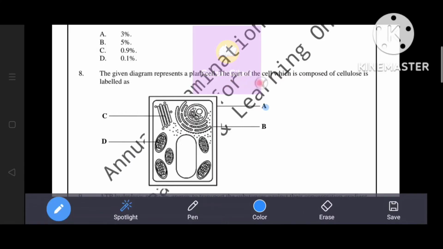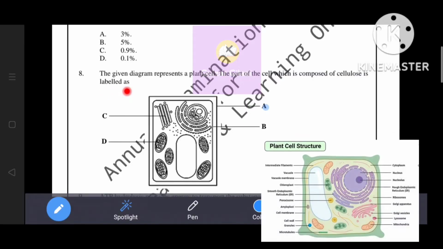The part of the cell which is composed of cellulose is labeled as... you know, the cell wall is composed of cellulose, which option A represents. That's why option A is the correct answer. Cell wall is made up of cellulose.